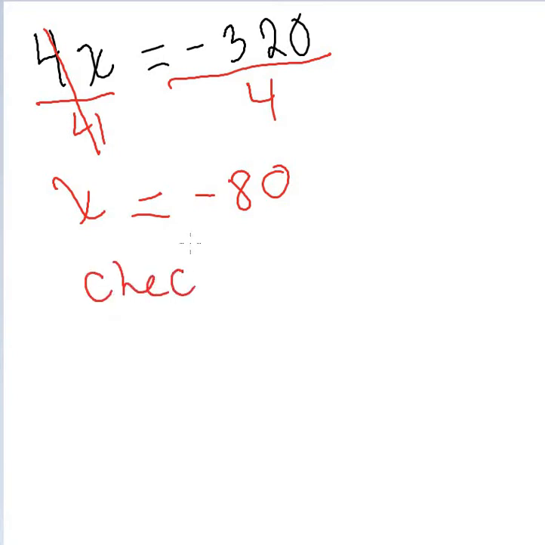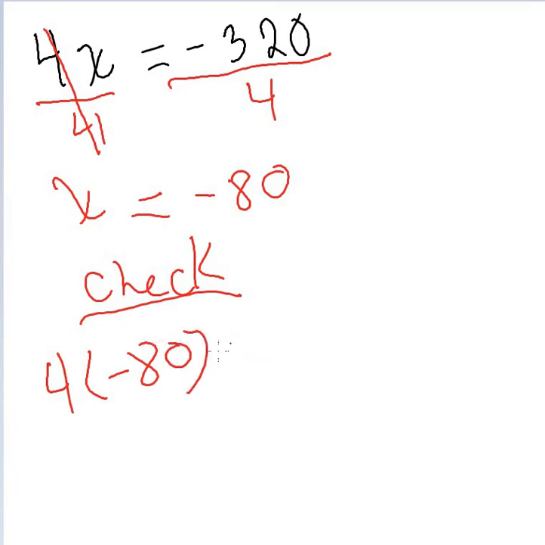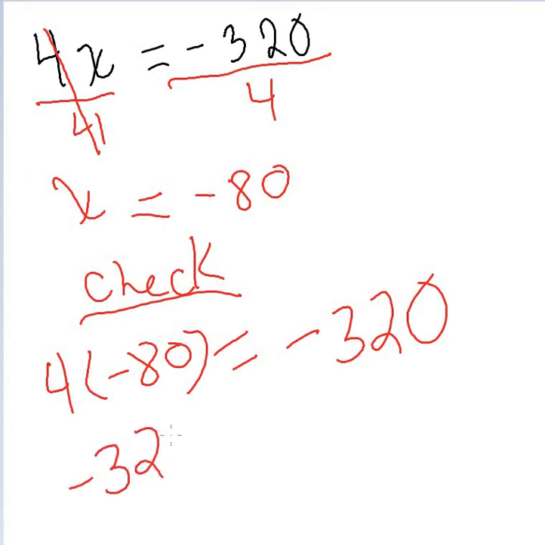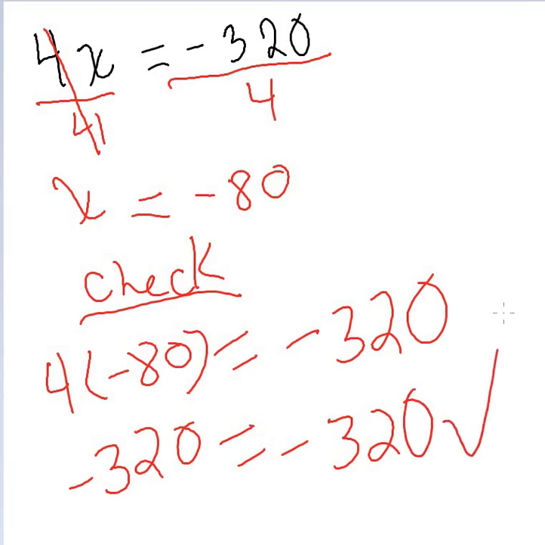We just have to check to make sure that it's right. So we do a check, and we just plug it in. If x equals negative 80, I put in the negative 80, and then I check to see if it's equal to negative 320. Put it in my calculator, and yep, it's equal to negative 320. Good. Let's do another one.